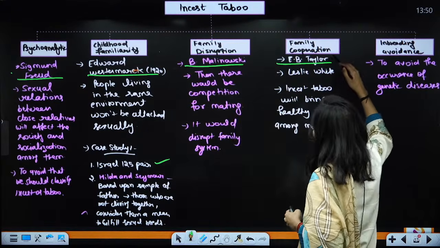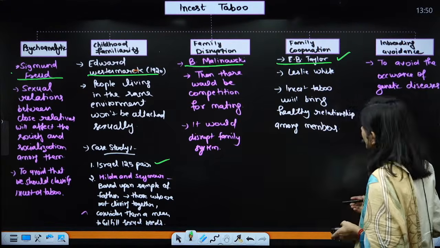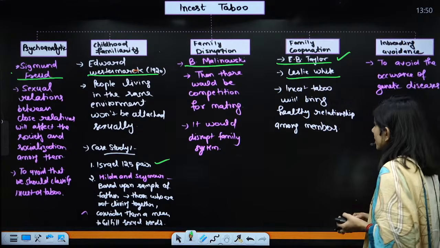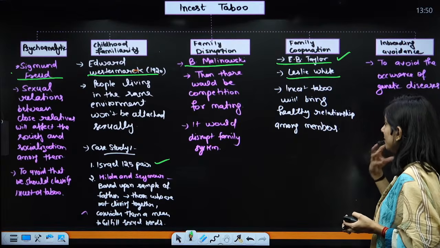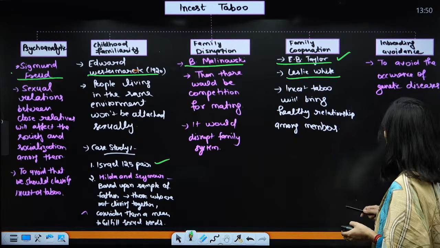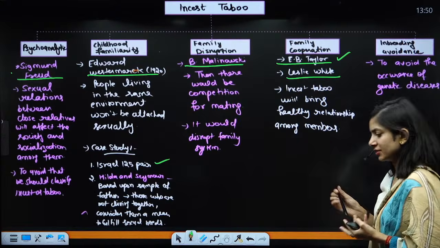Next is the family cooperation. So it is being given by E.B. Taylor and Leslie White. They said that because we are putting in this taboo, we are maintaining healthy relationships among each other. Next is inbreeding avoidance.